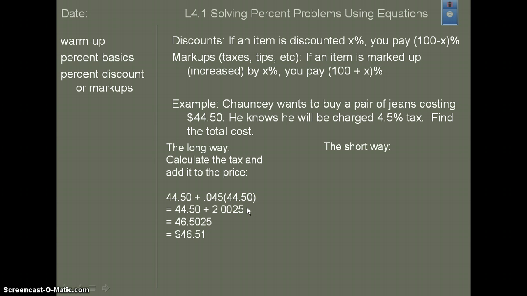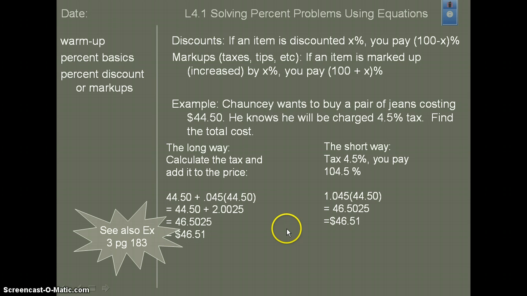The short way, if the tax is 4.5%, what we're going to be doing is paying 104.5%: the original 100%, the original quantity, plus the 4.5% sales tax. So we multiply 1.045 times 44.50, giving us the same result that we saw on the other method, 46.5025. Again, the amount of money that the store is going to take in will be rounded up to 46.51. There's an example 3 on page 183 that will also help you with this method.